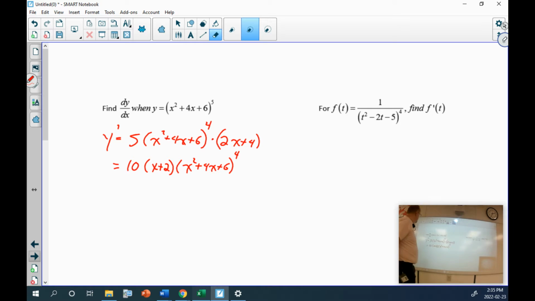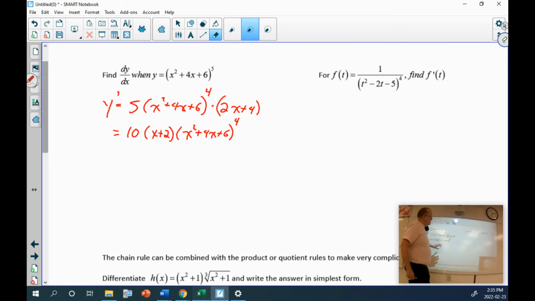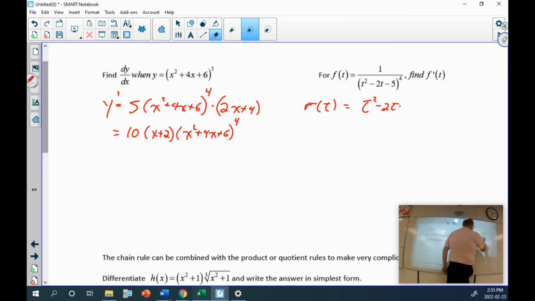Now I could apply the quotient law to this. It's a 1 on top. I don't want to really apply the quotient law. So I'm going to write f of t is equal to the negatives for it. One of the things, if it's just a number on top, I'm going to write whatever's on the bottom as a negative exponent.